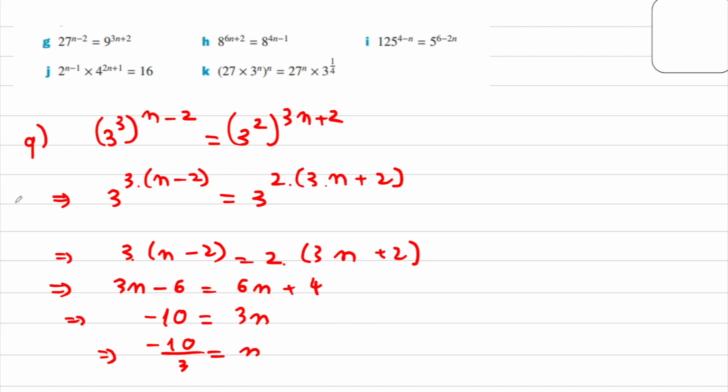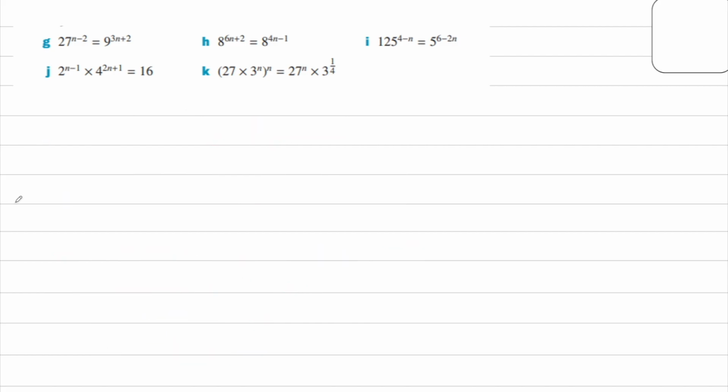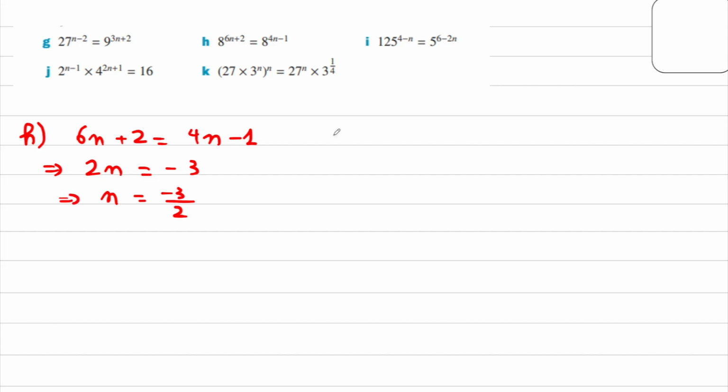Now move to question H. Both sides you get the base number is 8, so you don't need to do anything more. That's quite easy. 6n plus 2 equal to 4n minus 1. And 2n equal to negative 3, so n equals negative 3 over 2. Okay, question I.